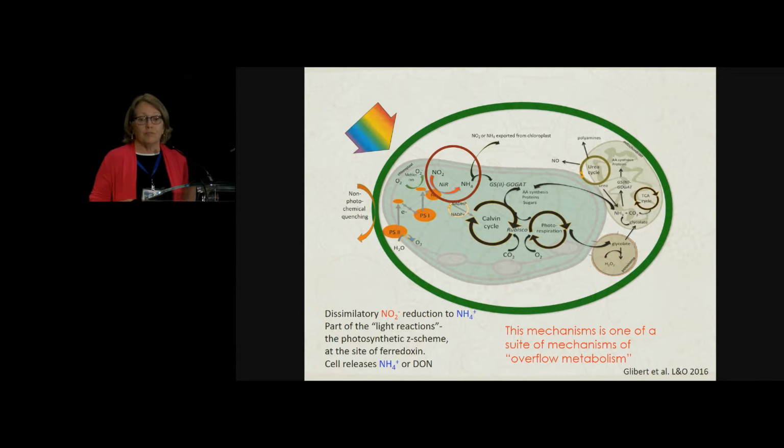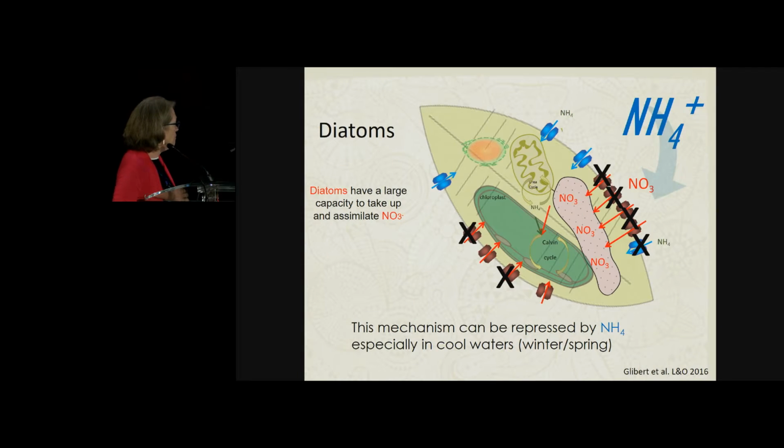There are many other overflow metabolic pathways. The Maillard reaction here is one that's more commonly used by cyanobacteria. Other mechanisms such as photorespiration can also be thought of as part of this overflow metabolism. So when we have lots of ammonium in the environment, we start to knock out this nitrate transport and nitrate assimilation, and therefore diatoms disproportionately can become repressed.